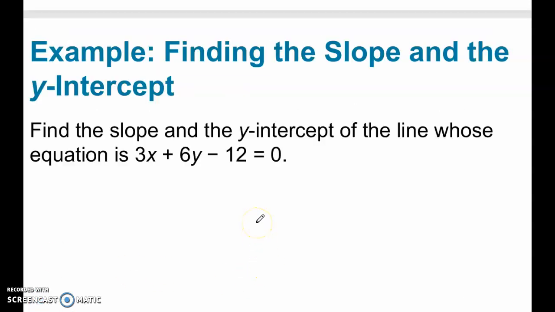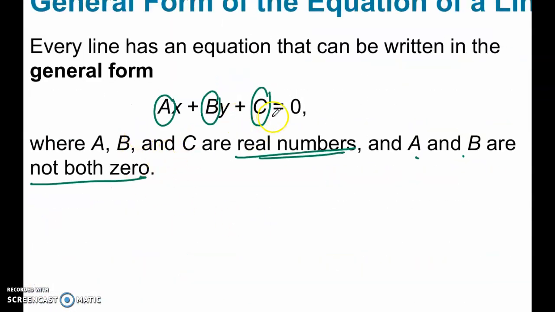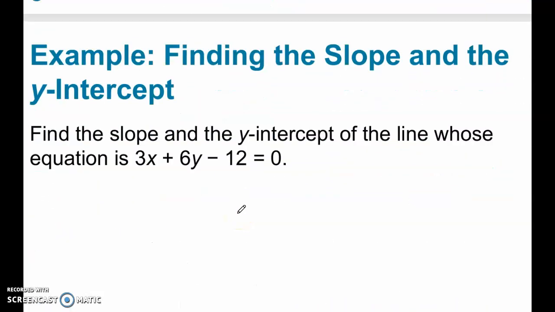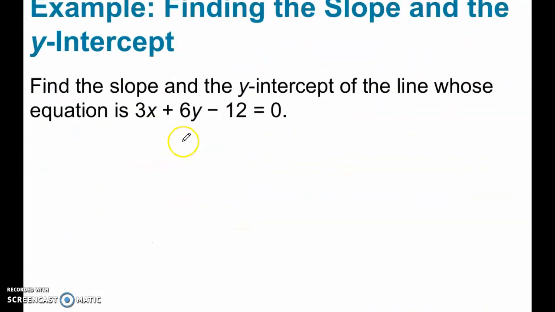And so general form looked like this, where a, b, and c were real numbers. And we can see our a is 3, our b is 6, and our c is negative 12. So what I need to do here, if I want to find the slope and the y-intercept, the easiest way to do it is to put this in slope-intercept form. Slope-intercept form looks like this.